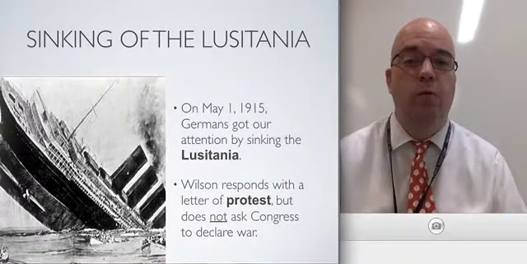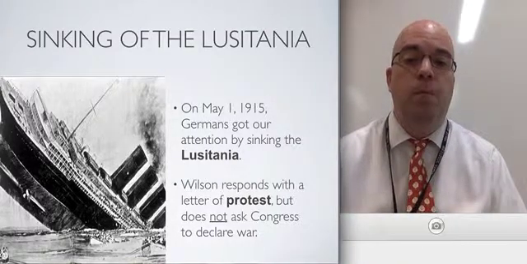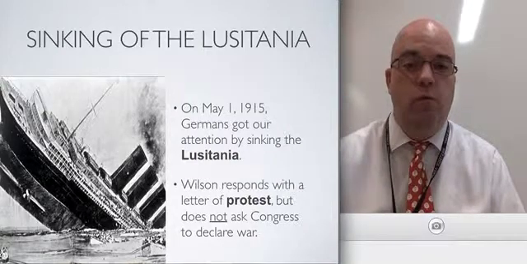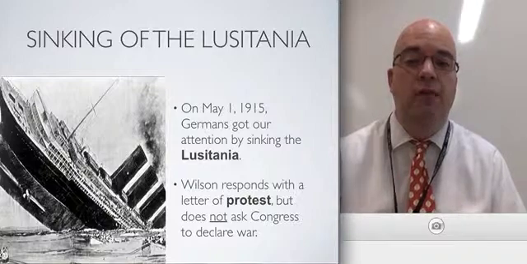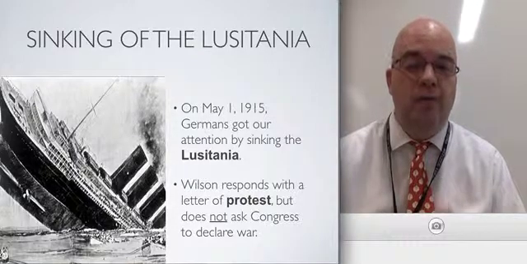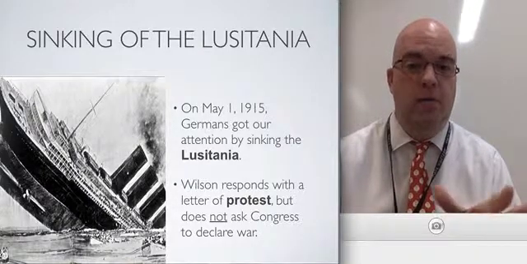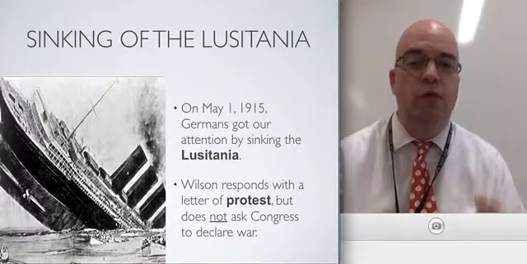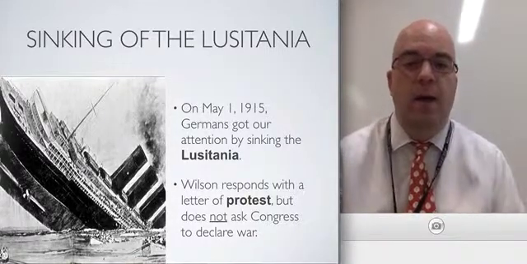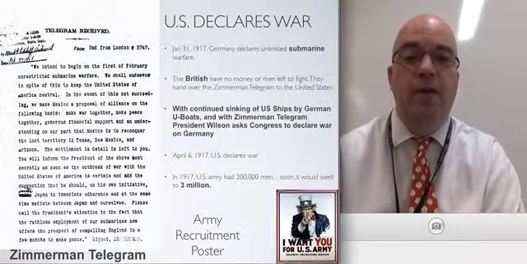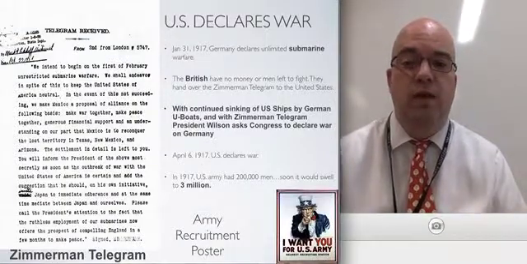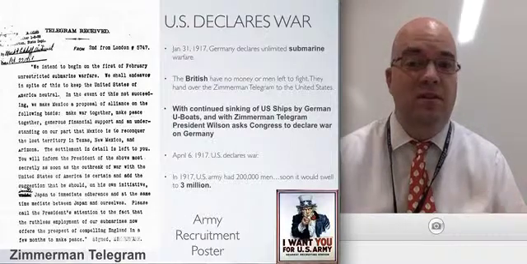President Wilson is outraged, many Americans are outraged, but he does not ask for a declaration of war with Germany. Instead he writes a harsh protest letter, asking Kaiser Wilhelm, the leader of Germany, to stop this unrestricted submarine warfare, which they do for a short period of time. But Wilson does not ask Congress to declare war. Now, that's about to change as we get into 1916, 1917.